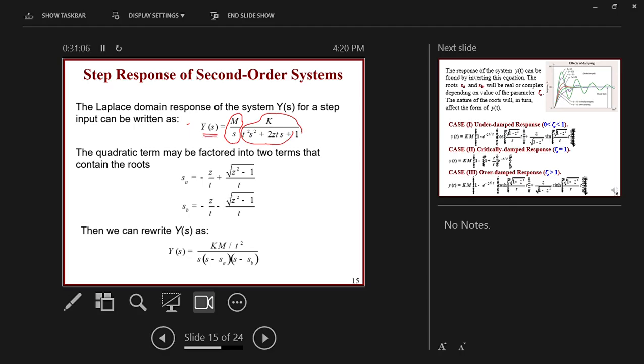Now the quadratic term in the denominator can be factored into two terms. We're having these roots SA and SB. These roots will have these forms in terms of zeta and tau. And then we can write this equation in a factored form.